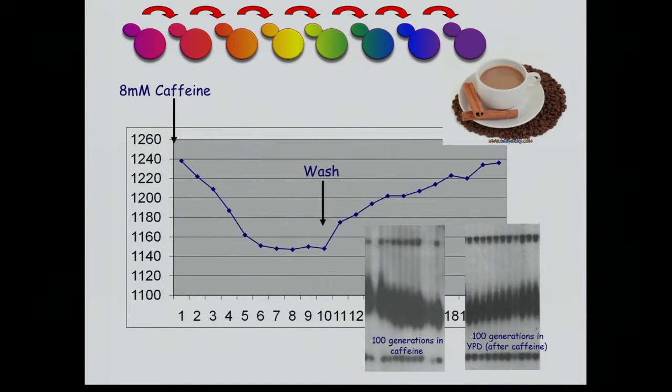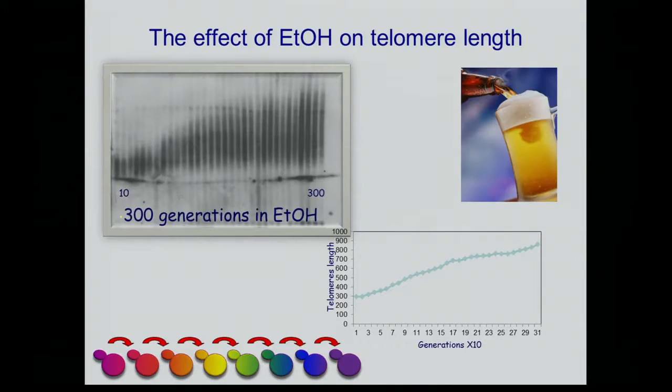oxidative stress. And if you add caffeine, what you see is that with the generations, you see a shortening of the telomeres, which does not get to the lowest possible length, but it gets to a plateau. And if you wash the caffeine away, the cells return slowly to the normal size. So this is not a mutation that you are selecting for. This is a physiological response to the presence of caffeine or ethanol.